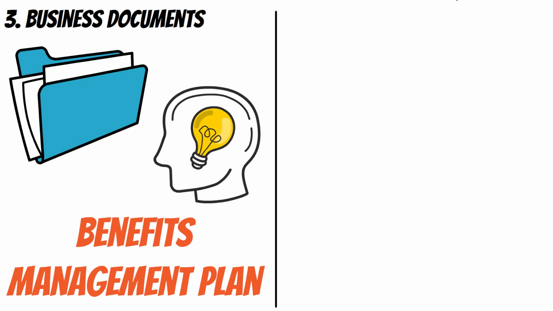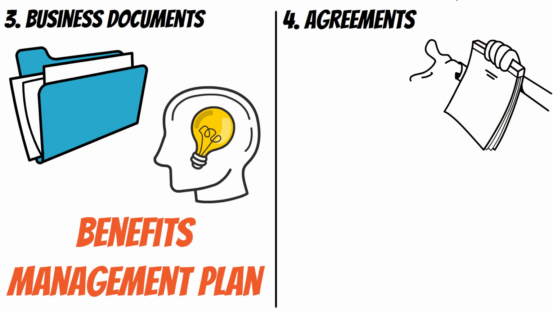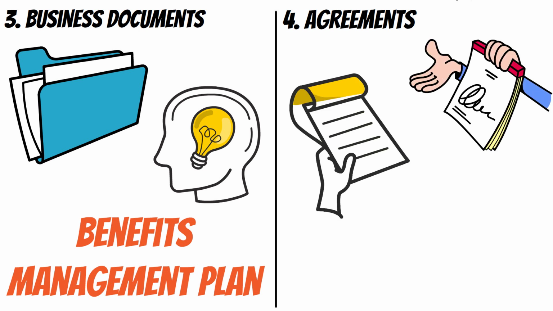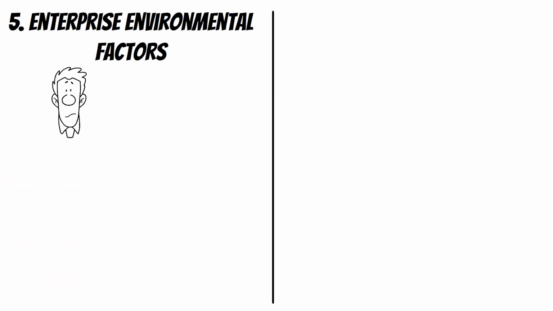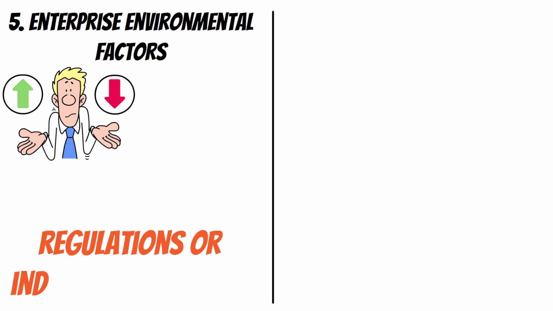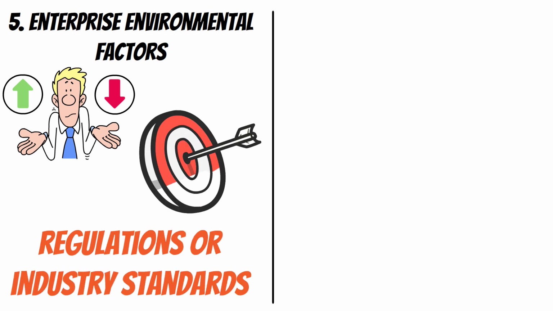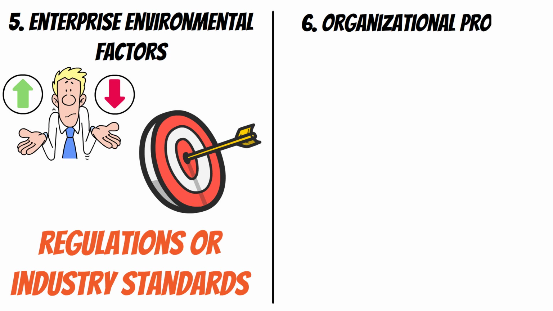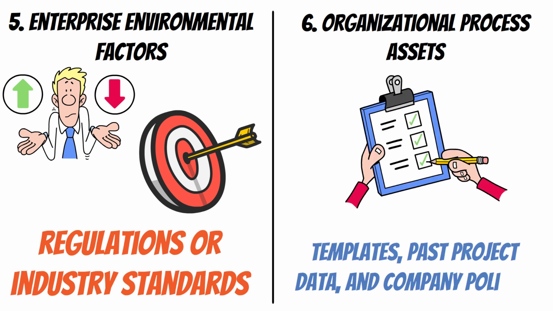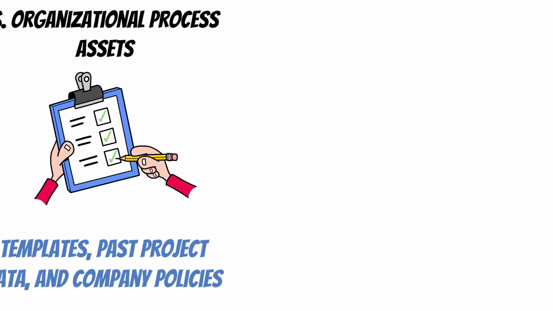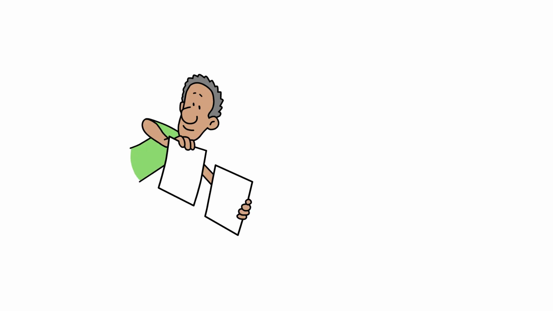3. Business documents. This includes the business case and benefits management plan, which provide insights into why the project exists in the first place. 4. Agreements. If there are contracts or agreements in place, these may contain specific requirements that must be included. 5. Enterprise environmental factors. These external influences, such as regulations or industry standards, can impact what requirements are needed.